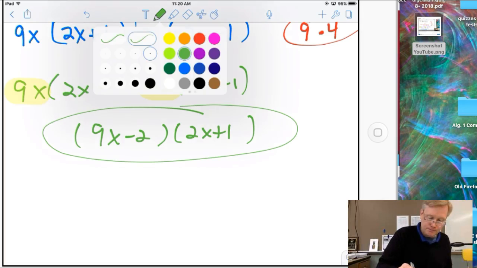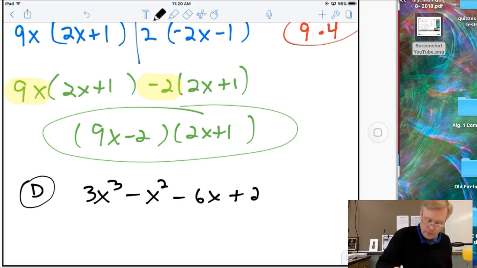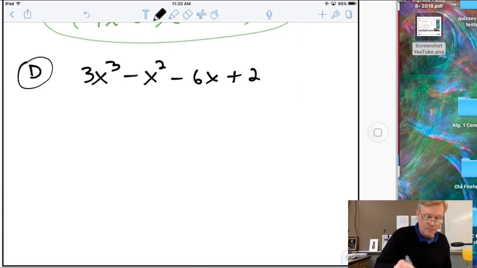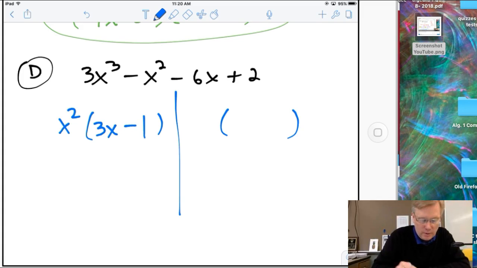All right, D, last one. 3x to the third minus x squared minus 6x plus 2. Okay, so this one. Anytime I see something with 4 terms like that, I'm thinking going straight to factor by grouping. Draw a line down the middle and then see what I can pull out of each. Okay, I can pull an x squared out of both of those terms, so I'm left with 3. I had 3 x's, pulled 2 out, leaves me with 1. X squared divided by x squared is 1. On the right side, I can pull out a 2. Leaves me with negative 3x plus 1.